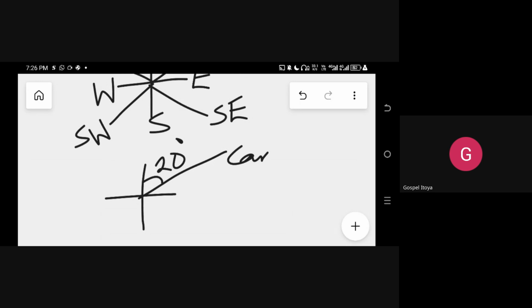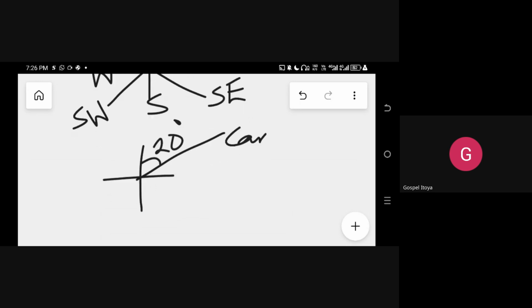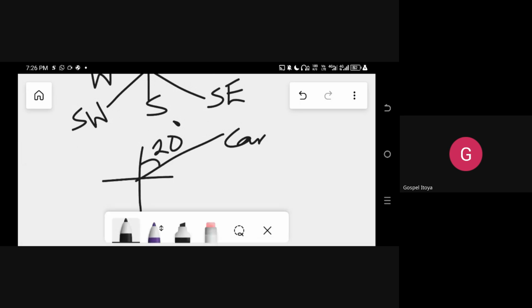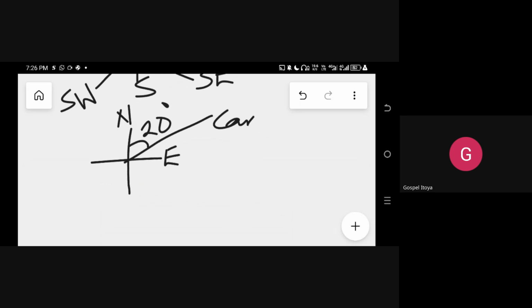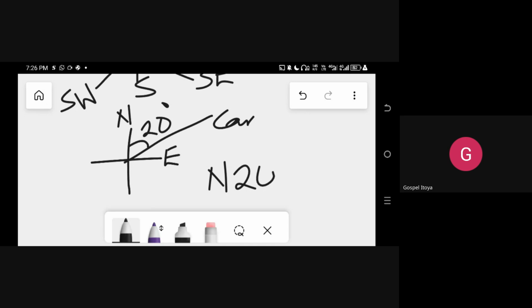Now remember, when we started this, we did say that at the top we have the north. So here at the top, we have the north. Here, this would be the east. So you can see that this car is parked at the northeastern part of this position. But then what is the compass bearing of this car? The compass bearing of this car would be north 20 degrees east. That is the location of this car.